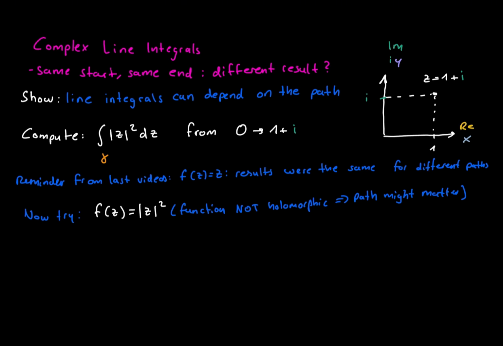In the last video, we saw that different paths can give the same result. Now we test what happens with a different function. We take f of z equals the absolute value of z squared, and we integrate from 0 to 1 plus i.